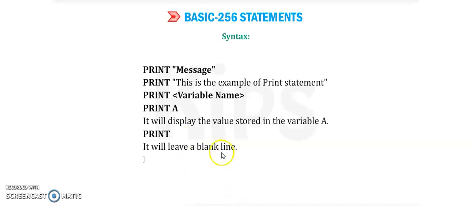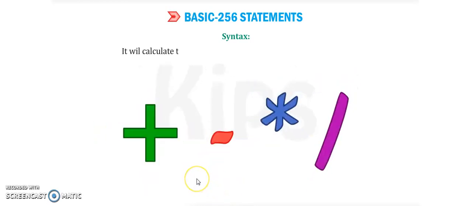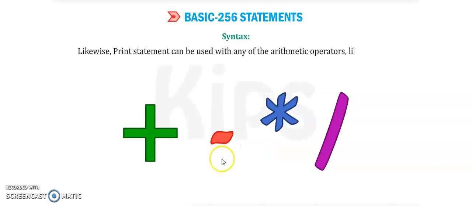Next, print alone will leave a blank line. If we write the print statement without any variable or message, it will leave a blank line. And if we write print A plus B, it means we are calculating the sum of the values of A and B and printing the result. Likewise, the print statement can be used with any arithmetic operator like plus, minus, multiply, divide, etc.